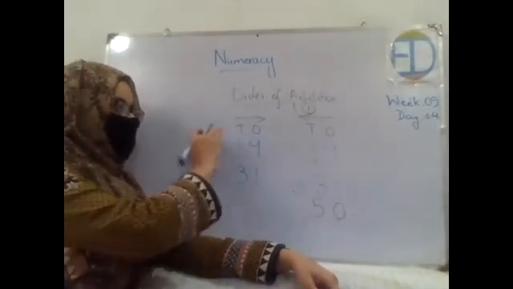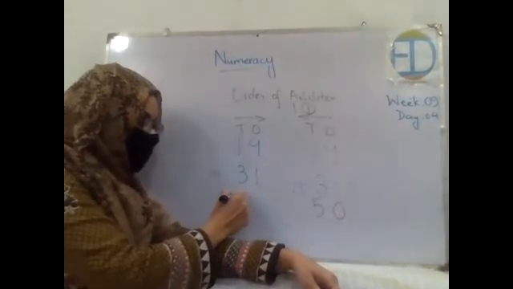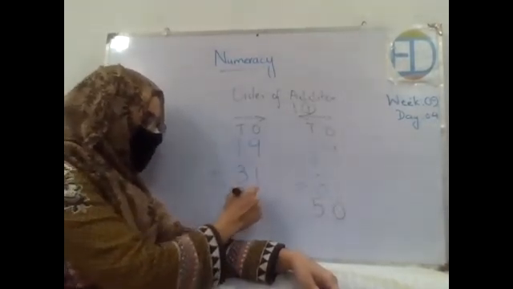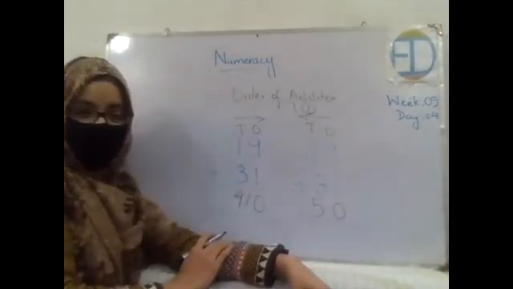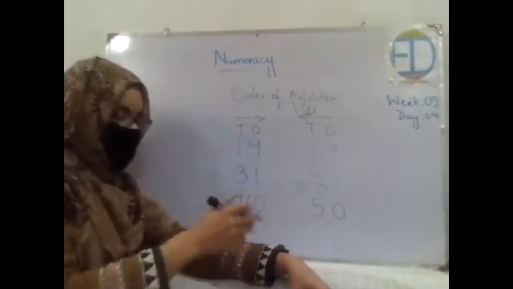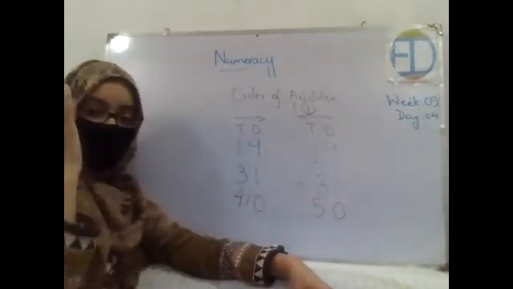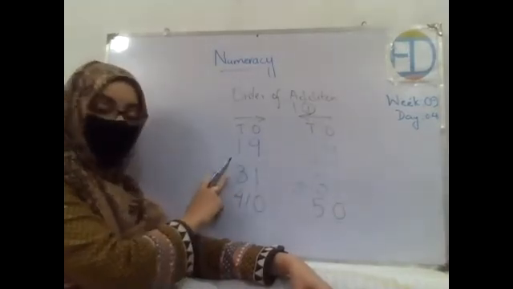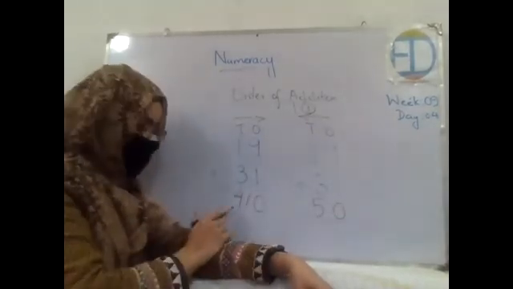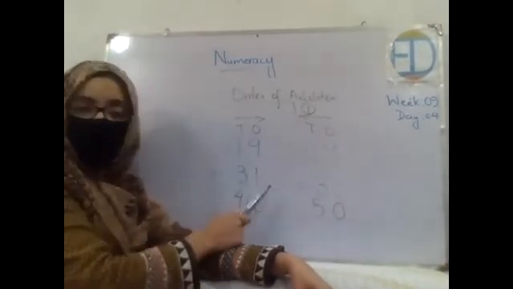Now look at this one. If I start from this column, 1 plus 3 equals 4, and 9 plus 1 equals 10. So the answer is 410. There is a huge difference between 50 and 410. And this is the common sense that the two numbers, which are 19 and 31, their sum cannot be in 400s, right? So this was a question with carrying over.